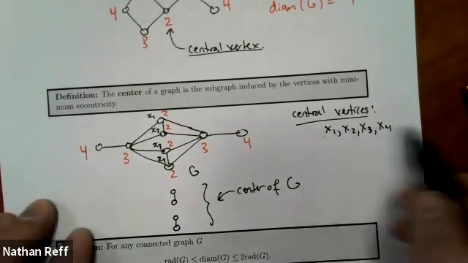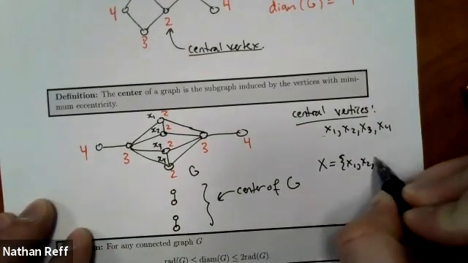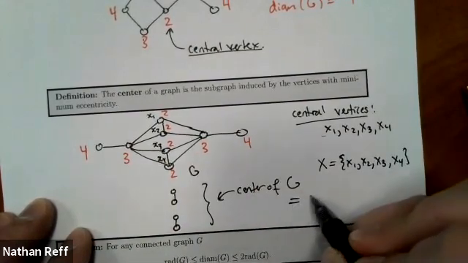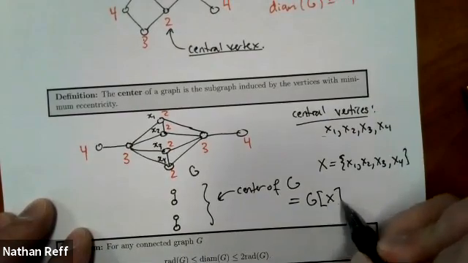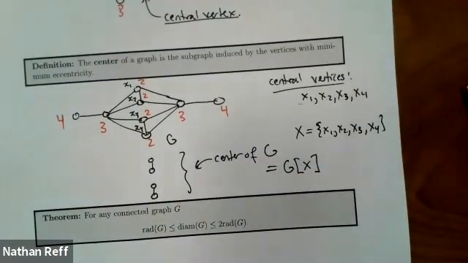Okay. And if you did this, then if you let X be this collection, the center would actually be equal to G being induced by that. That's notation that we had in the past.